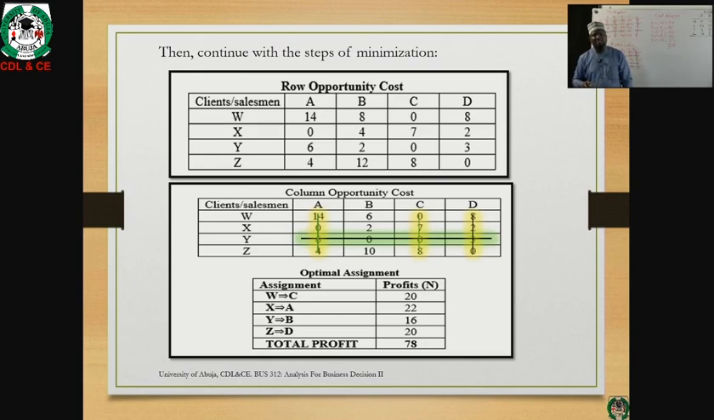Where do we get this profit figure? We go to the original matrix. Remember, we say WC, right? If you check here, our WC is 20. That's how you see the 20 on that screen. If you check, we say XA. XA is 22. That's how you are seeing the 22 there. Correspondingly, you picked everything. Then we sum. The total maximum profit is what?